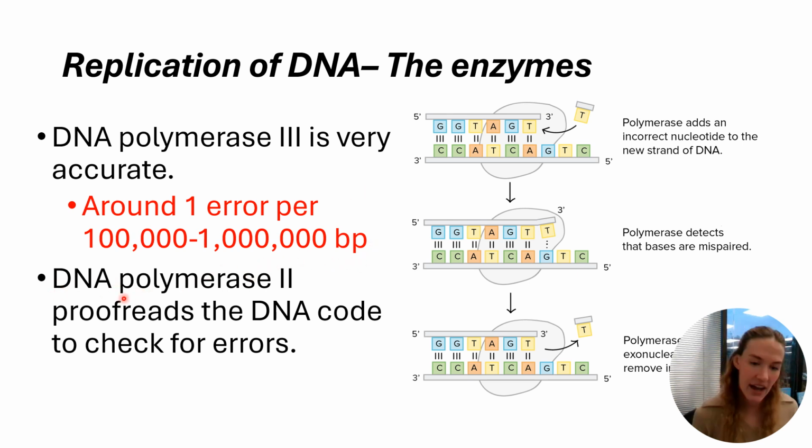And so we need to have another enzyme. This one is DNA polymerase 2 that proofreads the DNA. So in case you're keeping track, DNA polymerase 3 is going to be the major player. It adds the vast majority of the nucleotides. DNA polymerase 1 removes that RNA primer and replaces with DNA nucleotides. And then DNA polymerase 2 is going to proofread that DNA code and then check for errors.